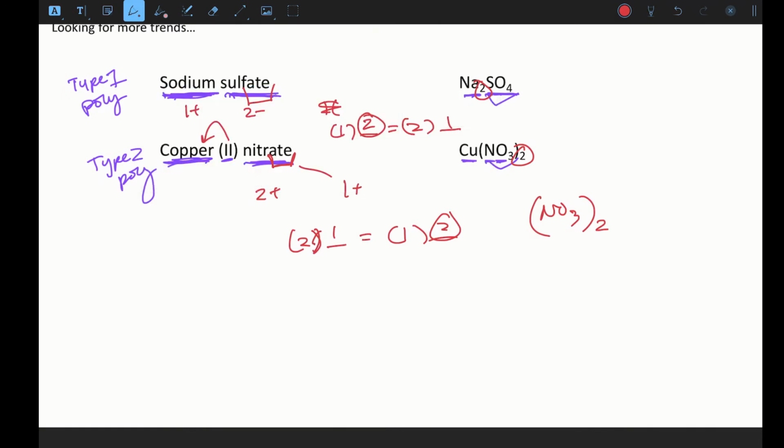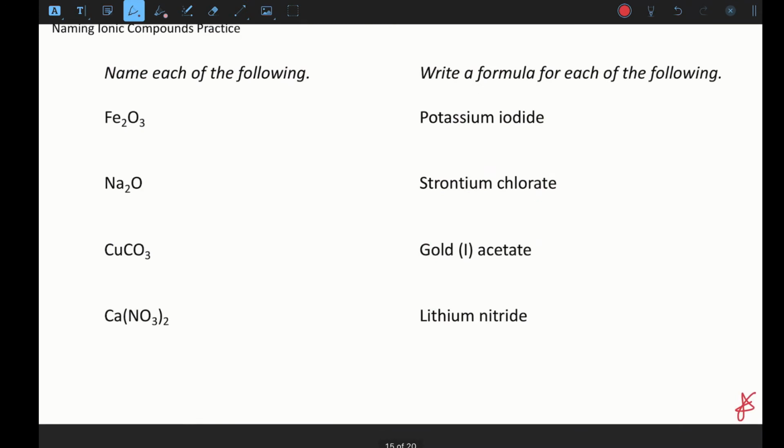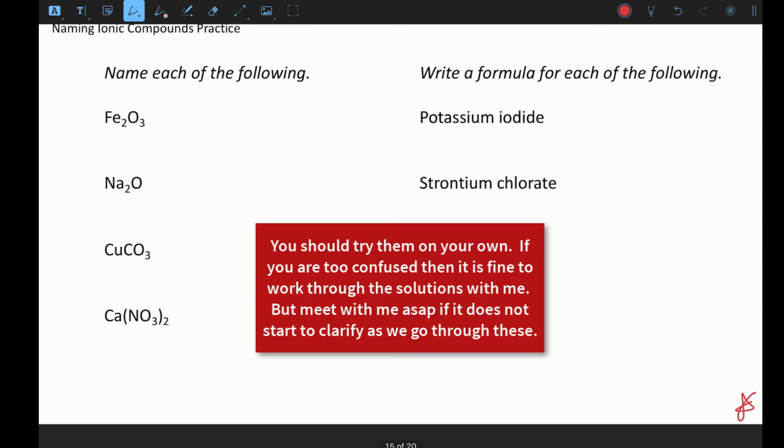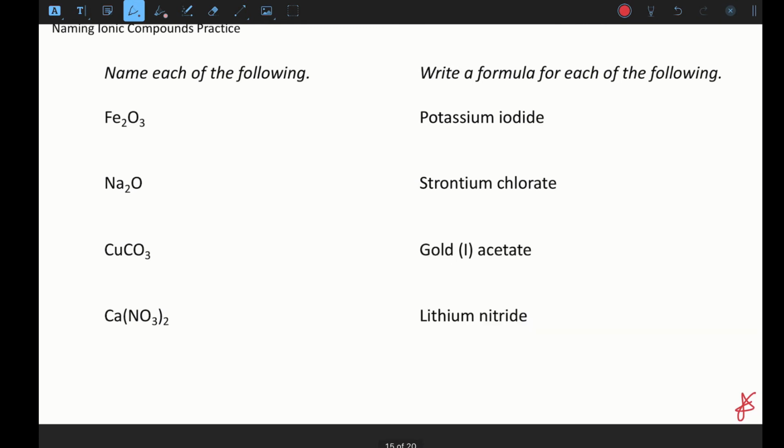All right, so now let's just go ahead and do some practice. These are the ones that are in your guys' outline. I do recommend that you give them a go first, and then we can do them together. So if we're going to name these ionic compounds, which one's easier? Let's do the formulas first.